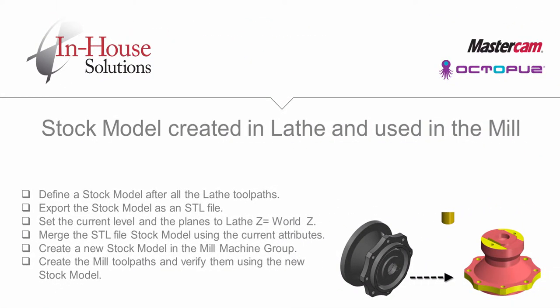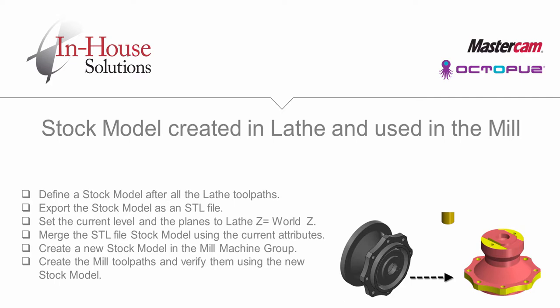In the next example, you are going to see how to use a stock model in a part that requires both turning toolpaths and mill toolpaths. You will learn how to create a stock model in the lathe machine group and then use it in a mill machine group. The following steps will be required.